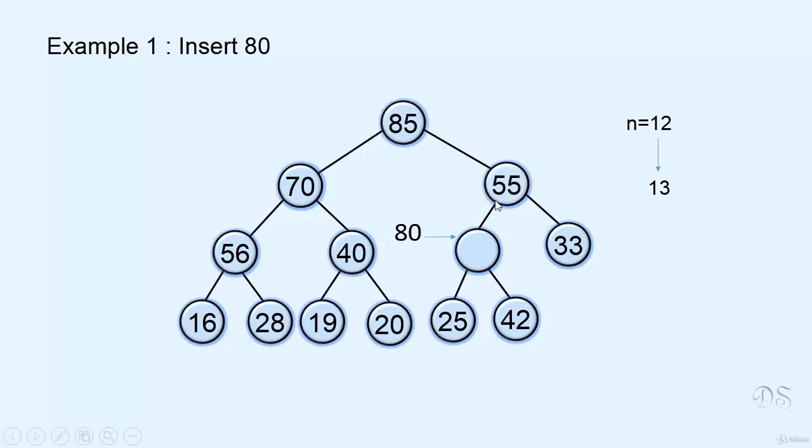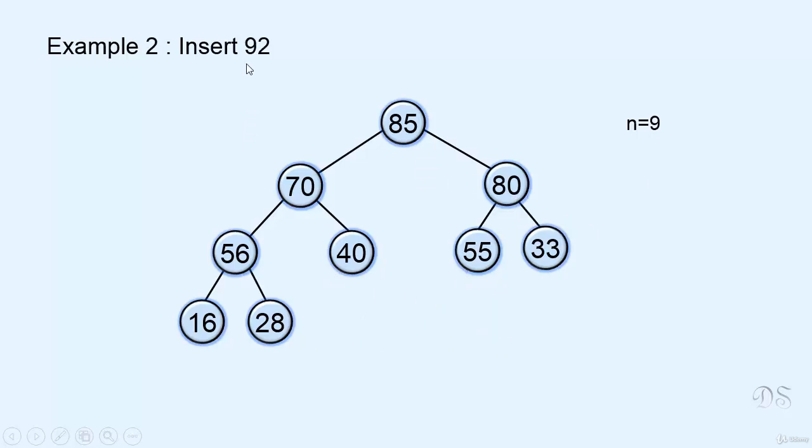Now this is the new parent key. So we'll compare this 80 with this 55. 55 is smaller, so we'll move it down and now we'll try to insert 80 in this place. Now this is the parent key. So we'll compare 80 with this 85. 85 is bigger, so we'll insert 80 here.